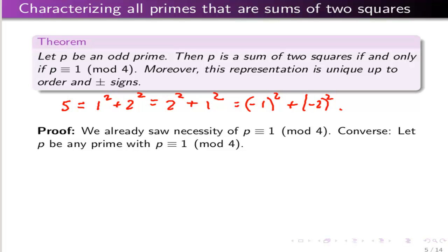So again, that would mean 5 you could write as 1 squared plus 2 squared, or 2 squared plus 1 squared, or you could put in negative signs if you like. Okay, proof. We already saw the necessity that in order to be a sum of two squares, the integer has to be congruent to 1 mod 4. So the real interesting part is the converse statement here. So let's start with a prime that's congruent to 1 mod 4. Now, what is special about being congruent to 1 mod 4 that we saw in the previous section? We saw that for p congruent to 1 mod 4, -1 is a quadratic residue.